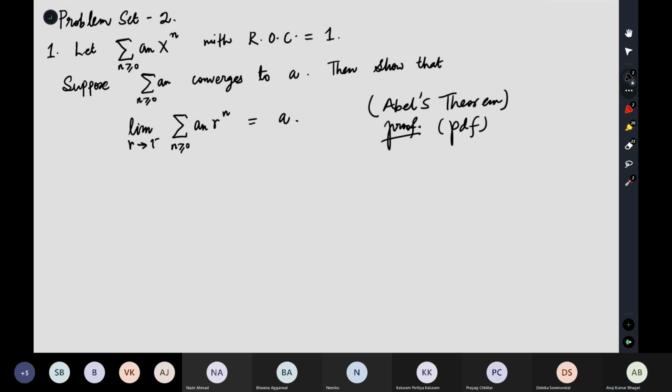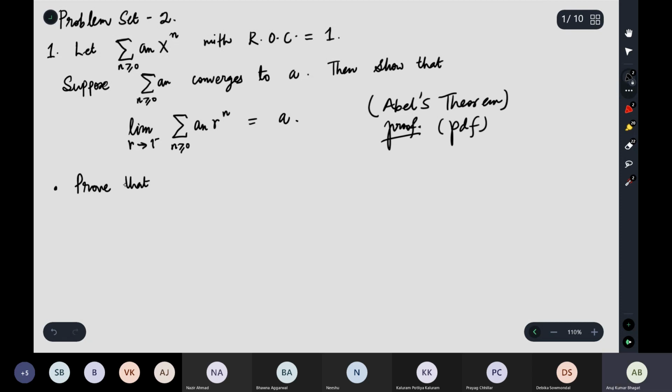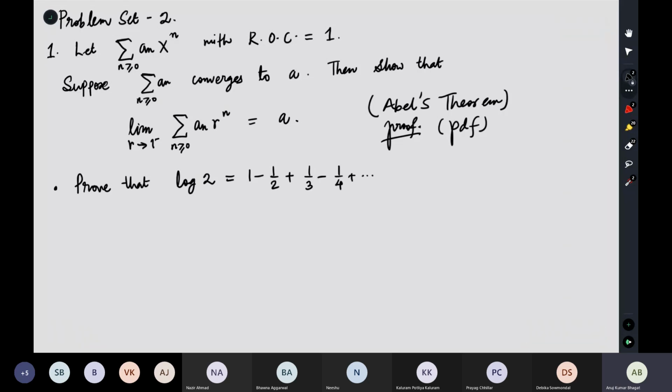Okay, and the next thing I have to show, prove using the above result, that log 2 is actually this: 1 minus half plus 1 by 3 minus 1 by 4 and so on. So I'll be doing this part. Okay, the first part is Abel's theorem. I'll attach a PDF. You can just see the proof from there.